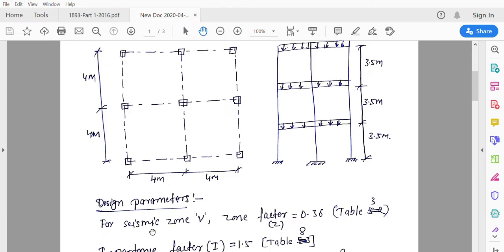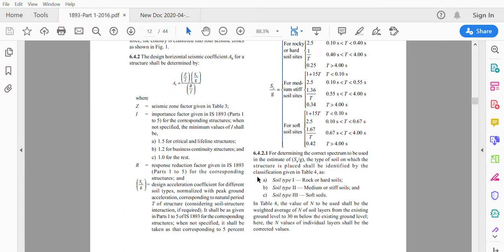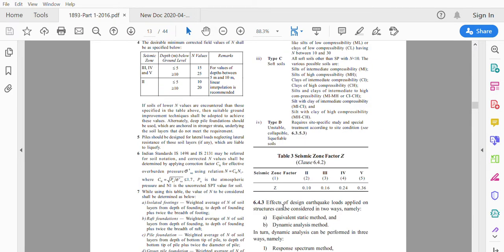In the problem, it is given that the school building is located in seismic zone 5. For this, the zone factor can be obtained from Table 3, page number 10. So this is Table 3. Here for zone 5, the Z value is 0.36.